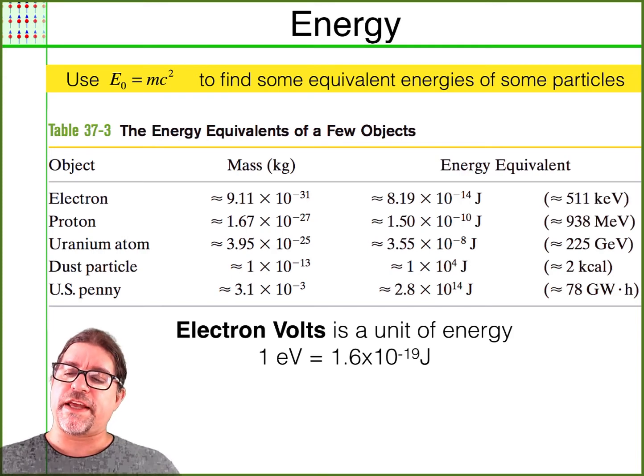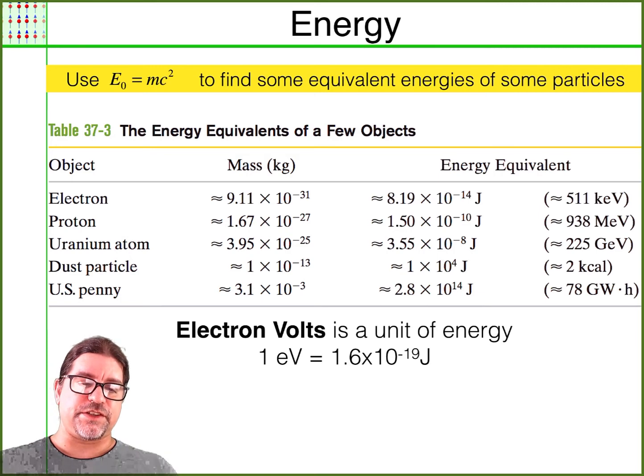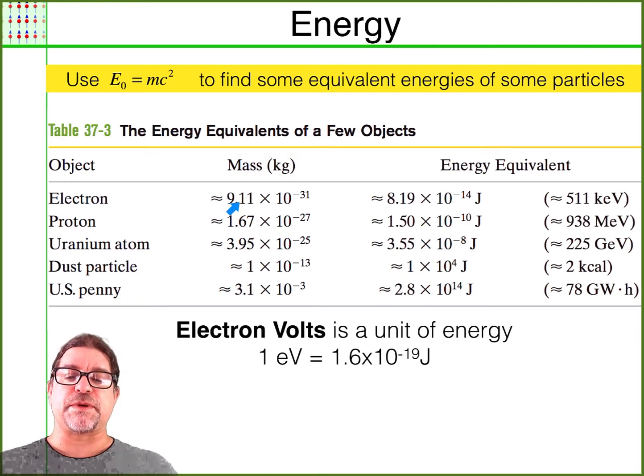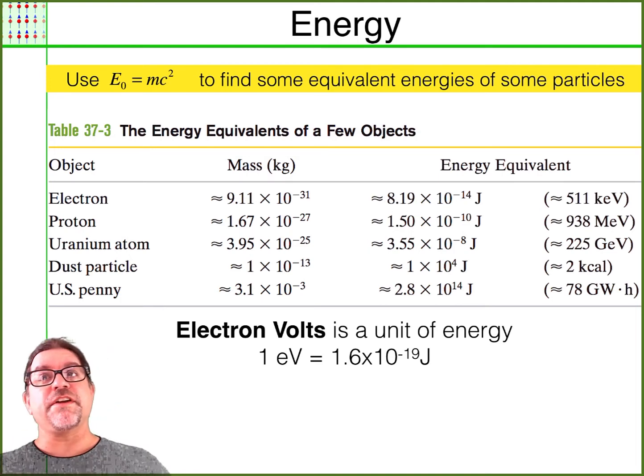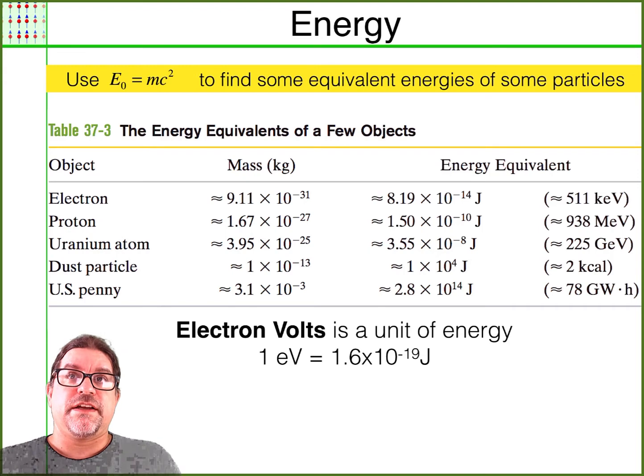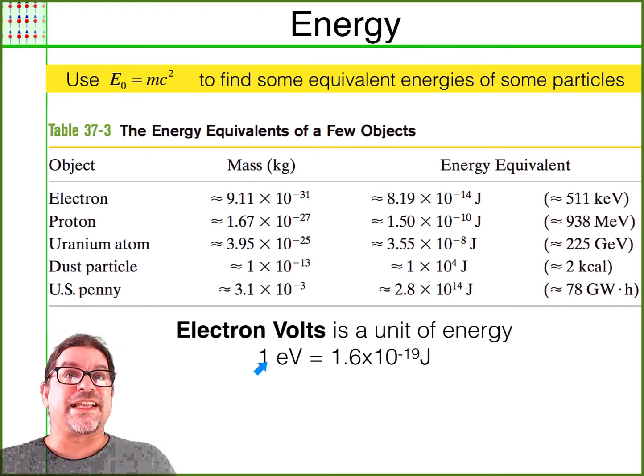Here's the equivalent energy of a couple of things. This is just for interest's sake. We have an electron. It has a mass of about 9.11 times 10 to the minus 31 kilograms. If I were to use mc squared to convert it to energy, it would be 8.19 times 10 to the minus 14 joules. There's a unit of energy that's really useful in particle physics and special relativity, and you may have seen it before. It's called an electron volt.